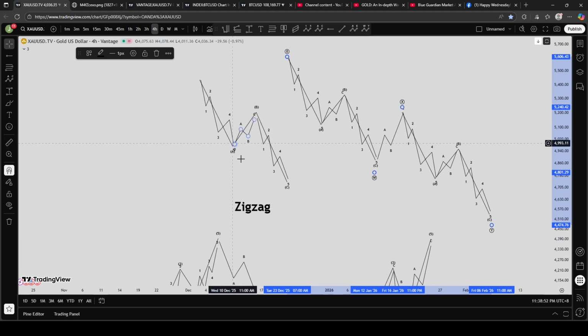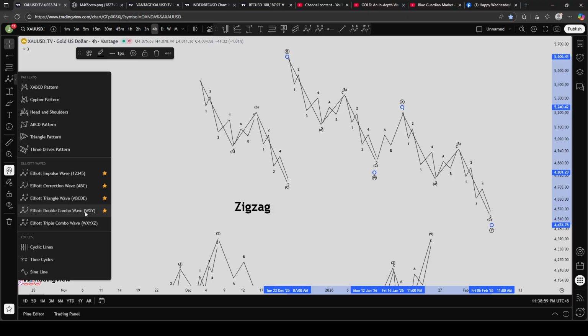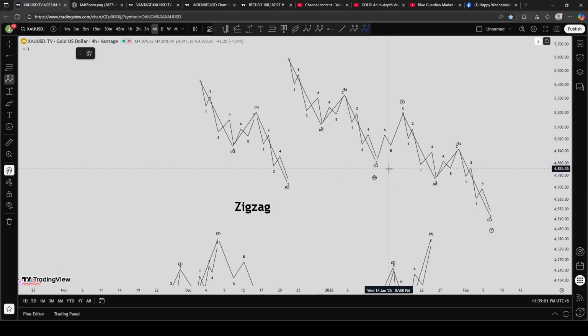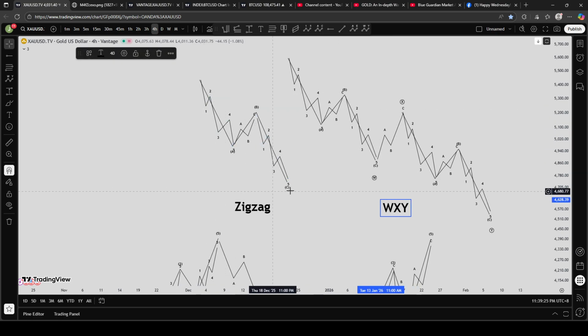A zigzag is a 5-3-5 structure. A WXY, or a double, like this one, an Elliott double combo wave, would be labeled as WXY. And let's just call this WXY so that you will easily remember based on its plotting. WXY correction.